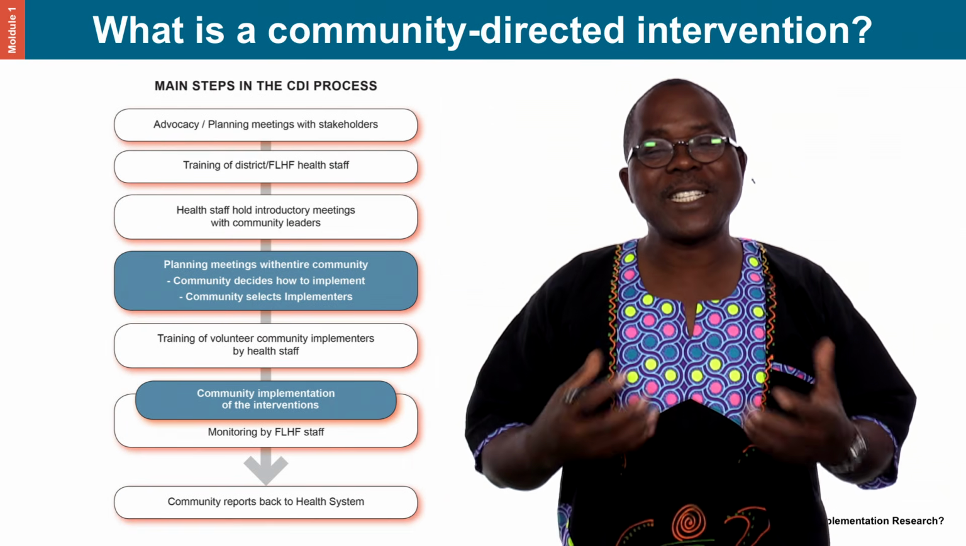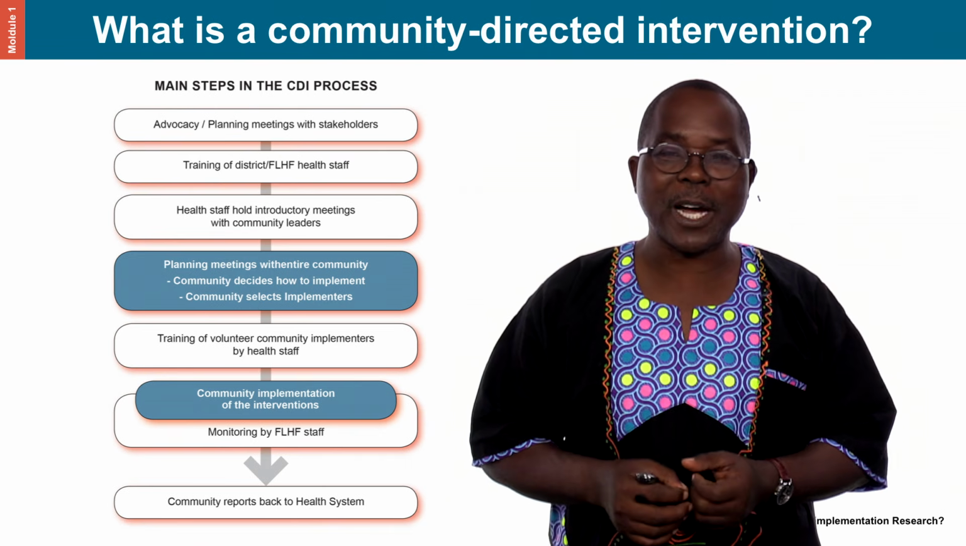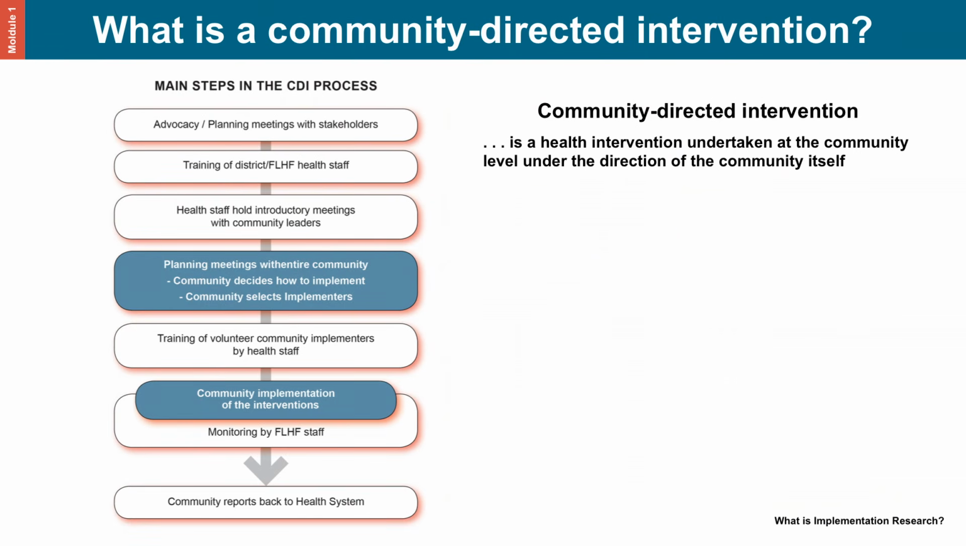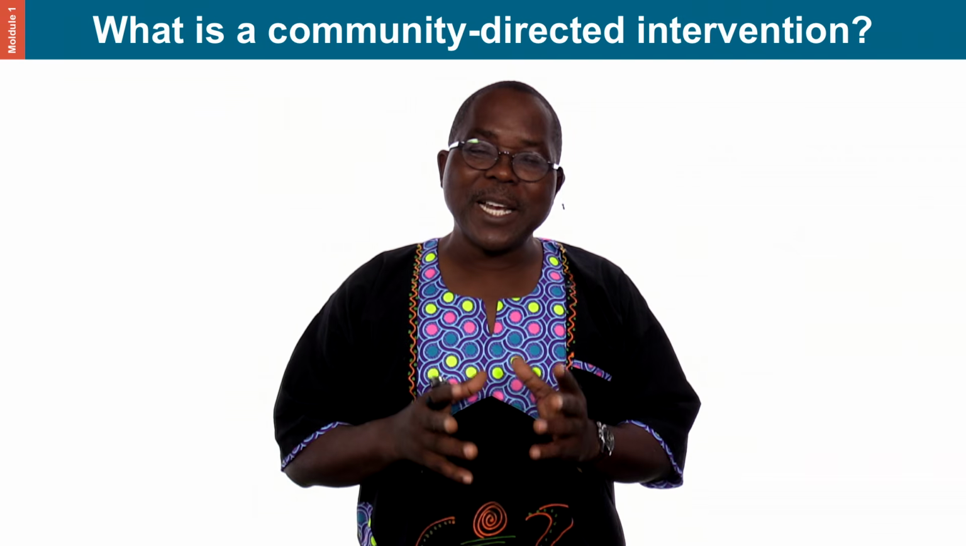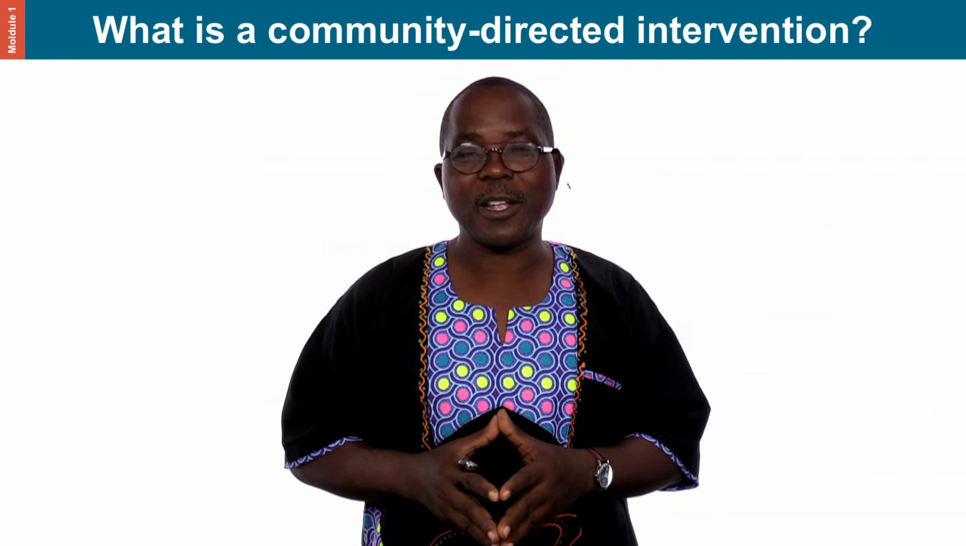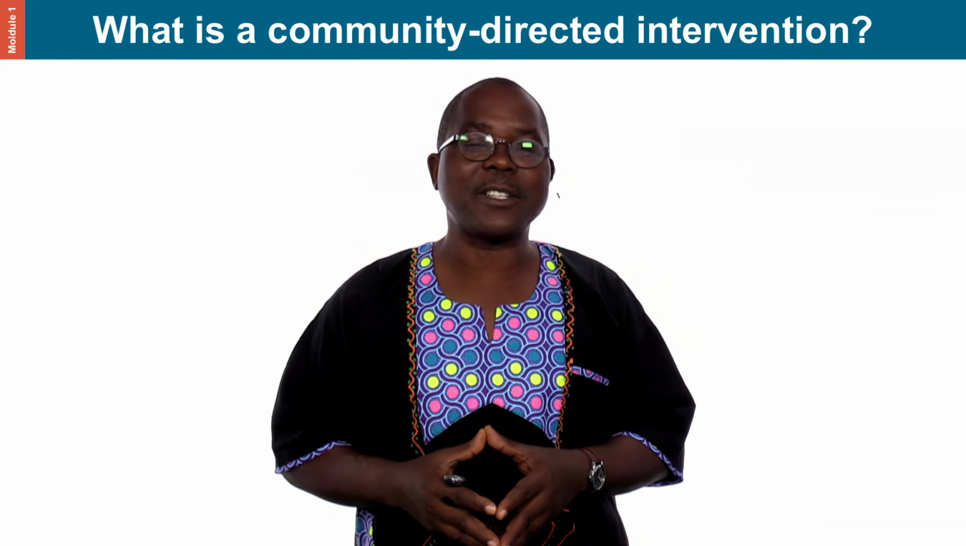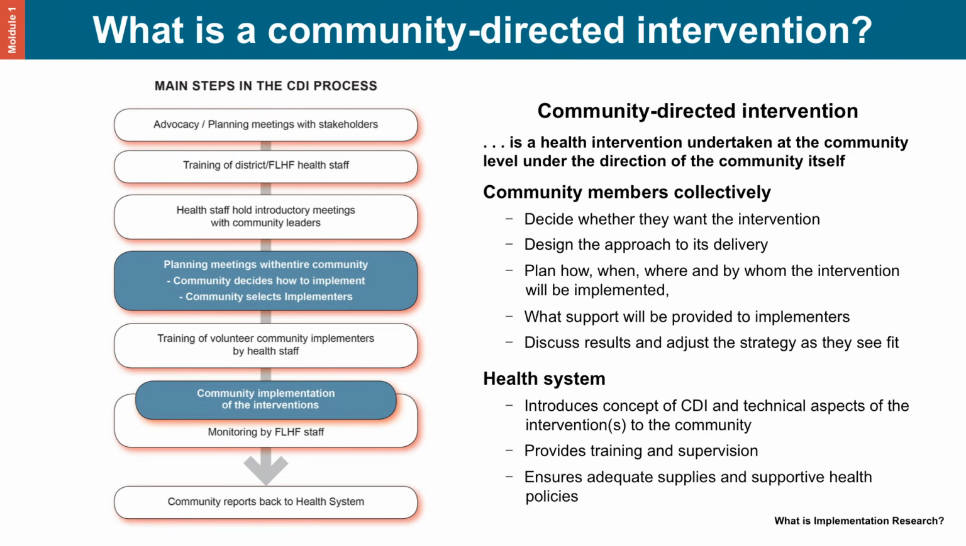Let's look at community-directed intervention briefly, which is the strategy we're talking about, the intervention that was to be applied. It is a health intervention which is undertaken at the community level under the direction of the community itself. So communities have a role to play, the health system has a role to play. Working together as partners, that's crucial in community-directed intervention. The steps are shown. One thing we should note is that community is not a passive recipient of service, but a central player to the service being given at the community level and a partner to the implementing agency like the health system.